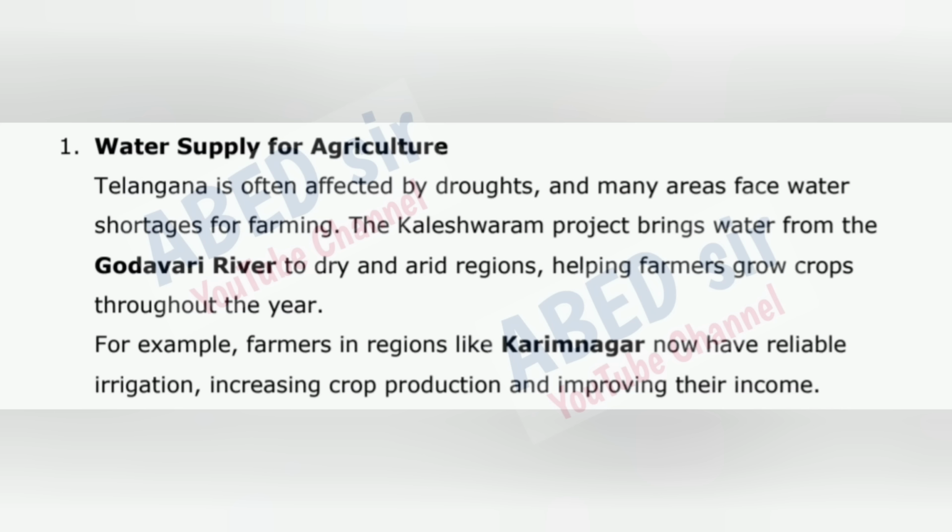1. Water supply for agriculture. Telangana is often affected by droughts, and many areas face water shortages for farming. The Kaleshwaram project brings water from the Godavari River to dry and arid regions, helping farmers grow crops throughout the year. For example, farmers in regions like Karimnagar now have reliable irrigation, increasing crop production and improving their income.